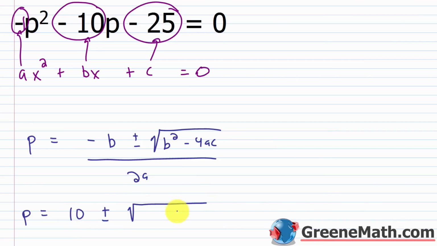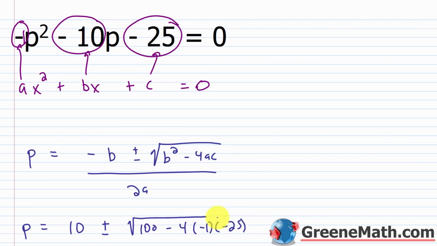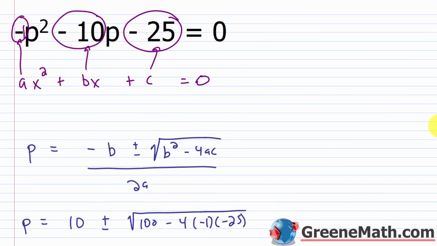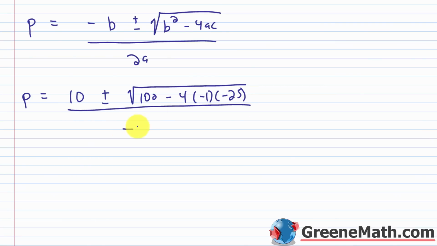we have the square root of b squared. Negative 10 squared is 100, minus 4 times a, which is negative 1, times c, which is negative 25. Okay, then this is all over 2 times a, and a again is negative 1. So this is all going to be over negative 2. Now, negative 4 times negative 1 is 4. 4 times negative 25 is negative 100. 100 minus 100 is 0.